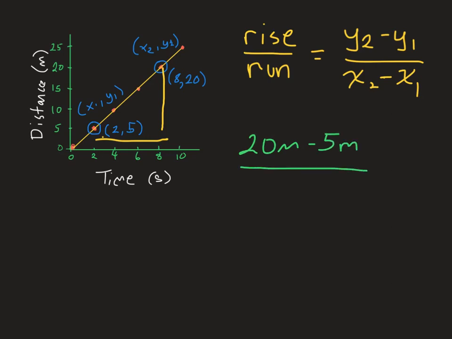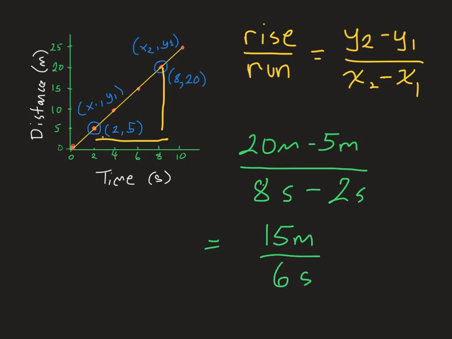For the x values, I'm looking at x2, which is 8, minus x1, which is 2. So I'm going to go divided by 8. And remember, time is in seconds in this case. So I'm going to go divided by 8 seconds minus 2 seconds. When I plug those numbers in, I'm going to get 15 meters divided by 6 seconds.